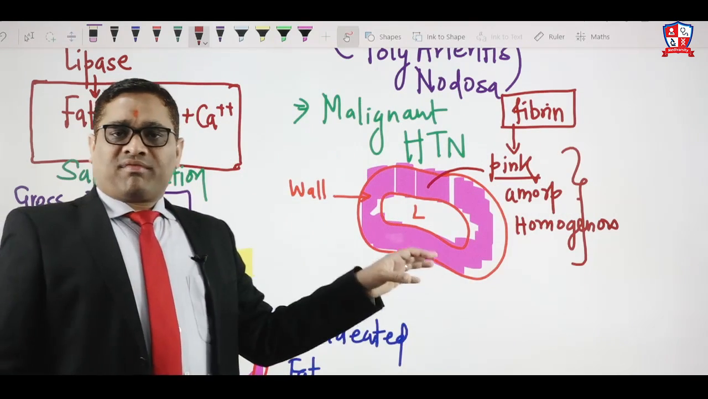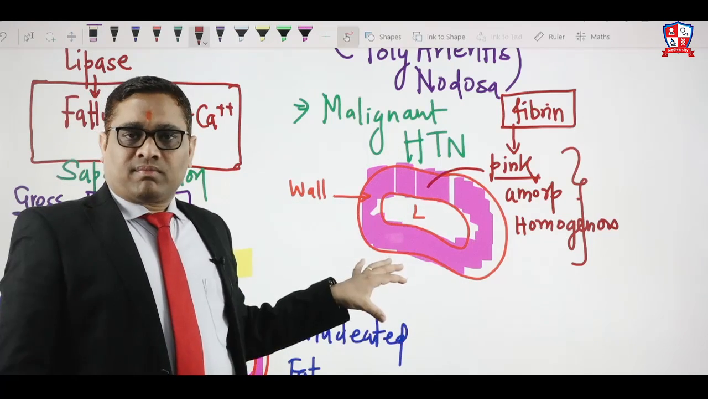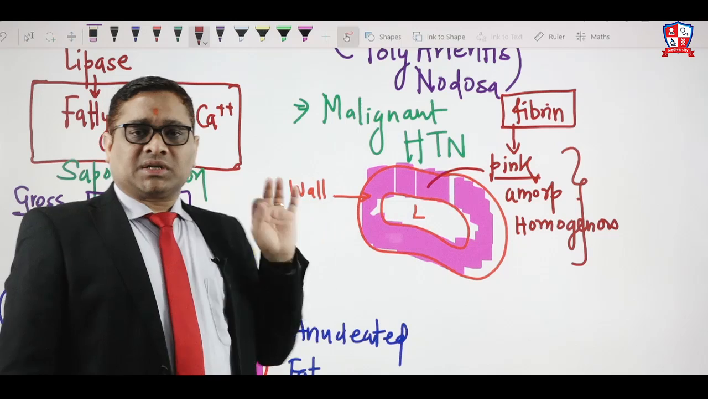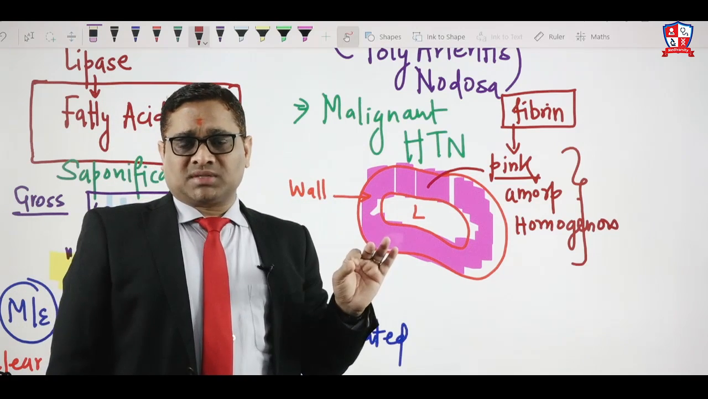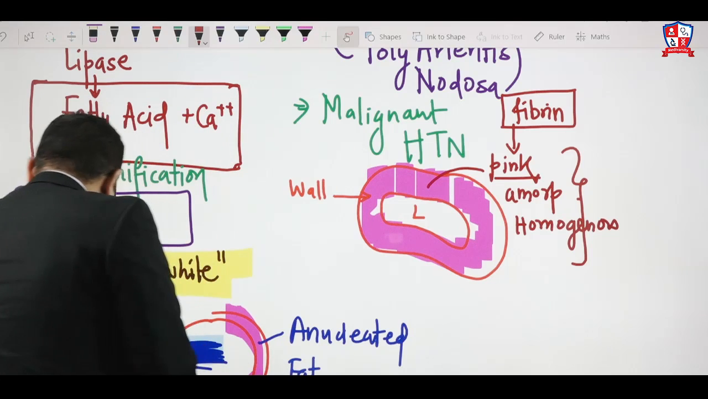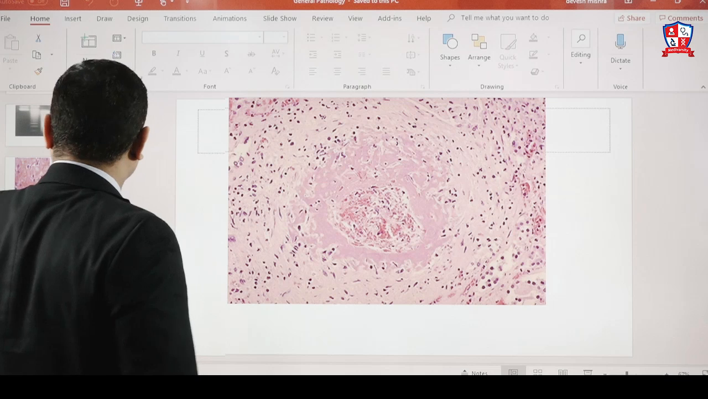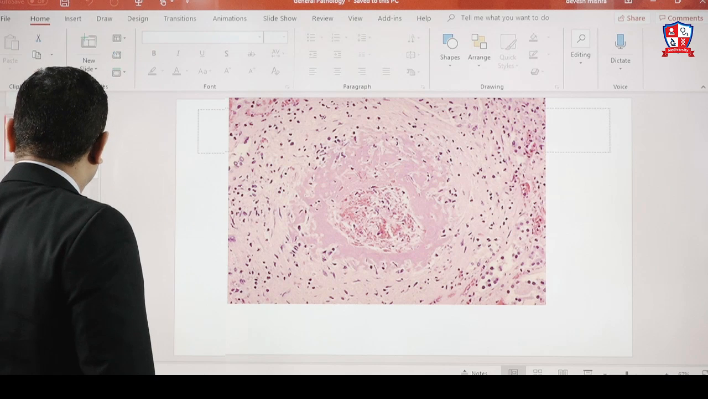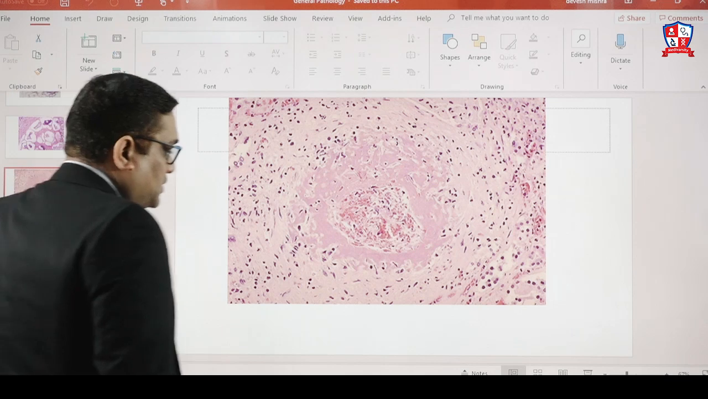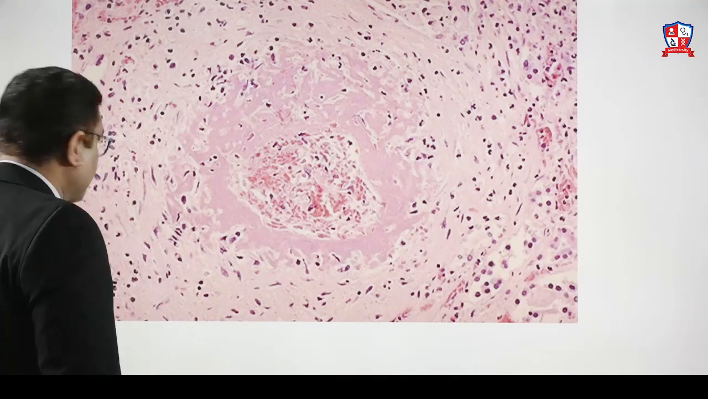So in fibrin or fibrinoid necrosis, we can see a vessel wall which is covered with fibrin. How will you identify fibrin? It's a pink amorphous homogeneous material on the vessel wall. So this is the fibrinoid necrosis which we will see in vasculitis or malignant hypertension.